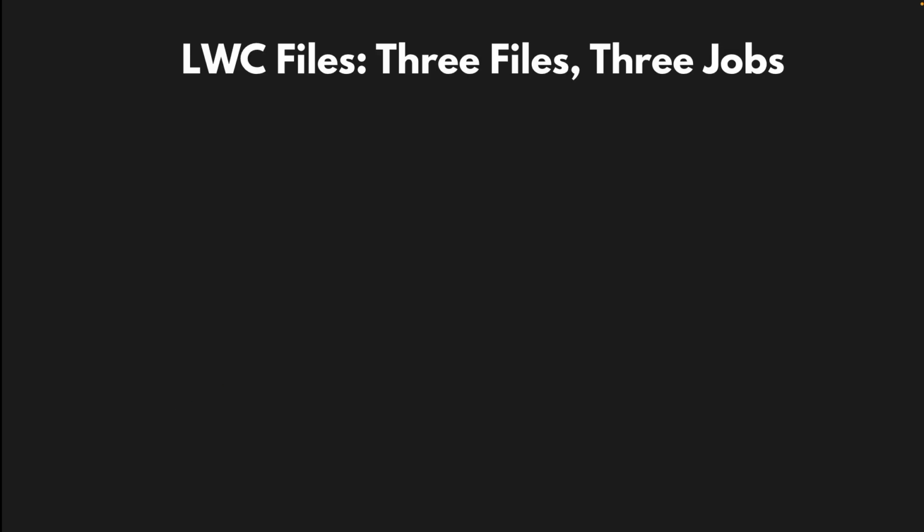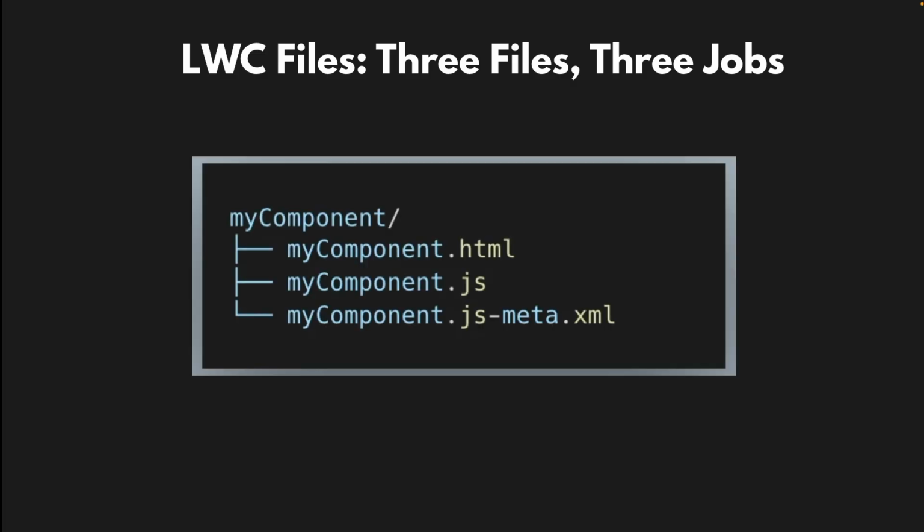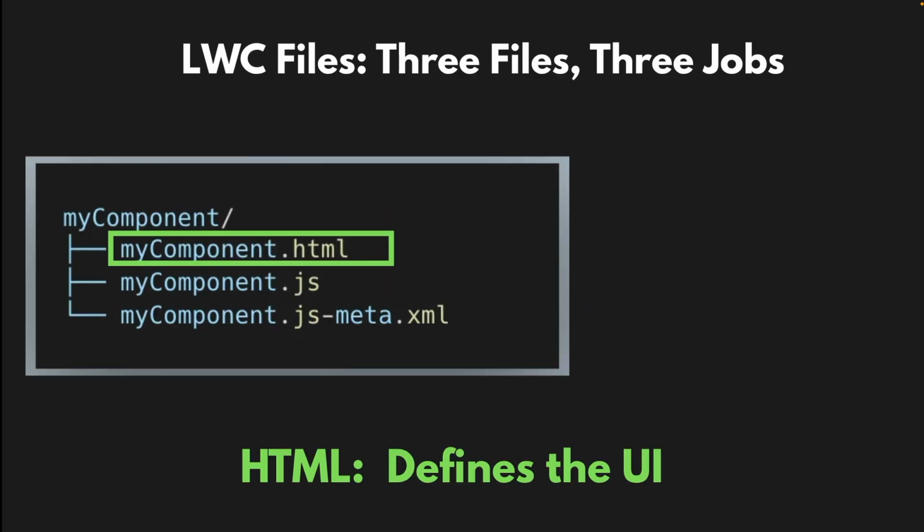With Lightning Web Components, there are 3 main files. Each one does a different job. We have a top-level folder that wraps all these files together, and that folder shares the same name as the rest of the files. First up, we have our HTML file that defines the UI. That's where our tags go to actually show something to the user.